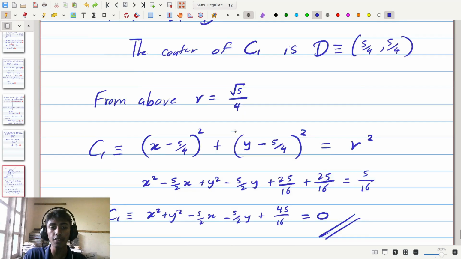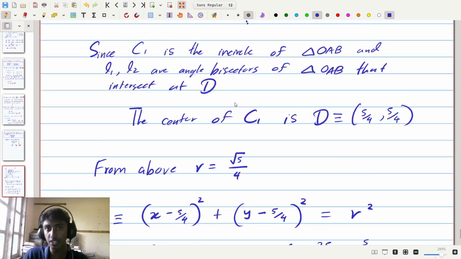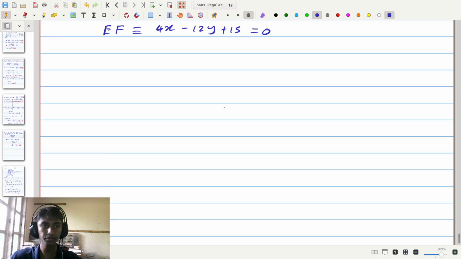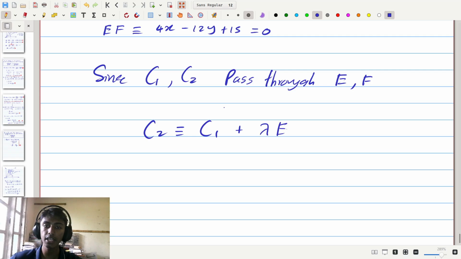So now that we have EF, as we know, since C1 and C2, which I'll temporarily just mark C2, C2 is going to be a circle that looks a bit like this. This circle C2 here is going to also pass through the points E and F. So we can say, since C1 and C2 pass through the points E, F, C2 is going to be given by C1 plus lambda times EF, where of course lambda is some element of the real numbers.